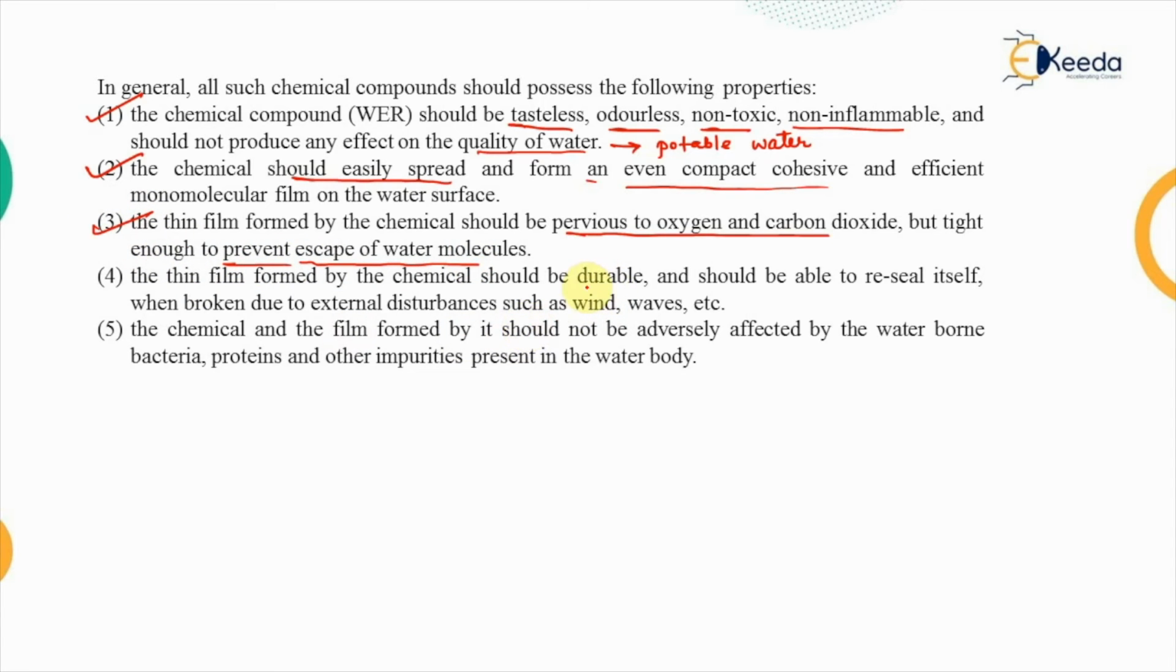Also, this chemical film should be durable and should be able to reseal itself if there is any breakage during the operation because of the external disturbances such as the winds or the waves. And the last factor is that it should not be adversely affected by the waterborne bacteria or proteins or other kind of impurities which are present in the water body. So that should be avoided. In addition to this, any kind of impact of the chemical should not be on the human body. That should also be kept in mind.